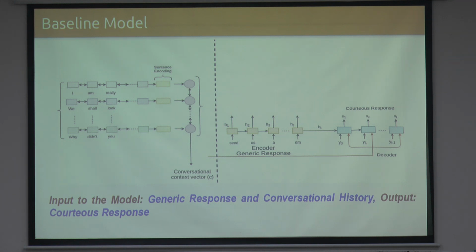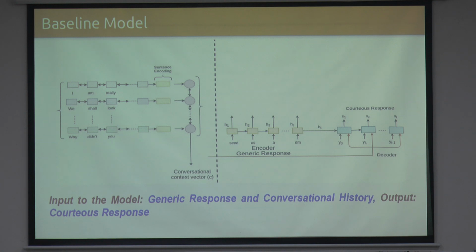Our baseline model was a kind of sequence-to-sequence transformer. On the left part, if you see, it is a kind of conversational context vector, because if you are the NA database and you want to generate a response, you have to capture all the previous history. That is done by hierarchical bidirectional recurrent networks, and we capture the context vector C and pass it to the decoder side.